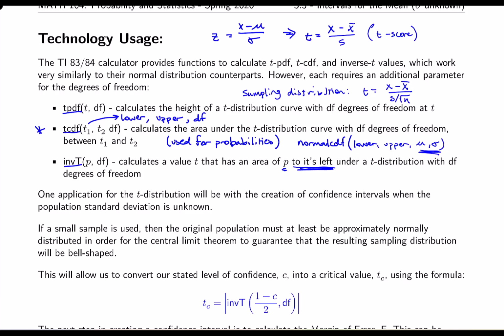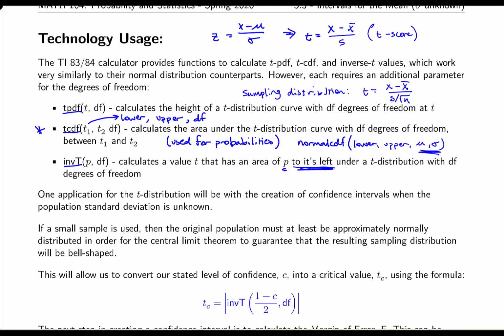So one application that we're going to use t-distributions for will be the creation of confidence intervals when that population standard deviation is unknown. If a small sample is being used, there's one additional criteria.